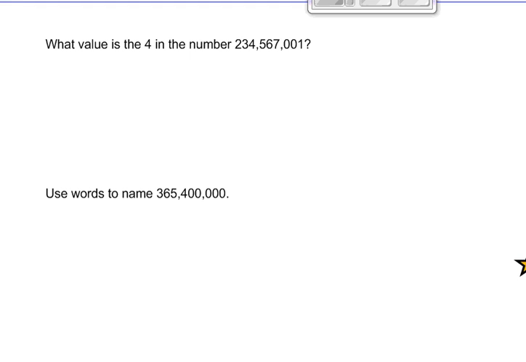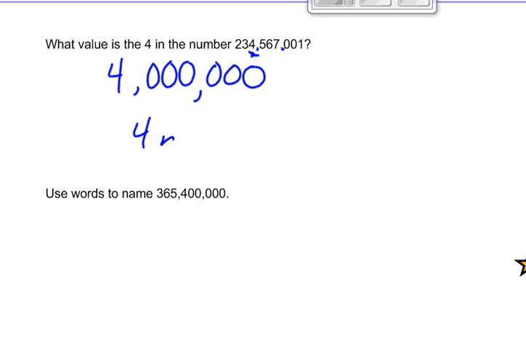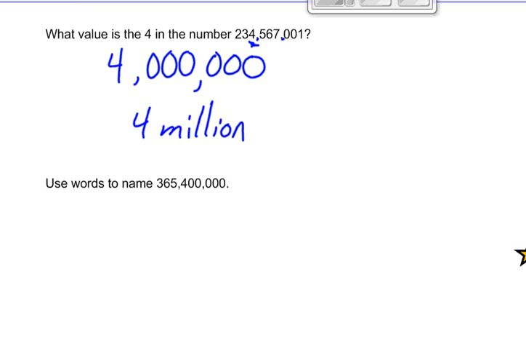Now, as we look at place values, we can start naming them and using them in ways that we're already familiar with. What value is the 4 in the number 234,567,001? Right, so we find the 4. All right, we got 1 comma, 2 comma. That's going to put us at 4 million. 4 million. So we have that.